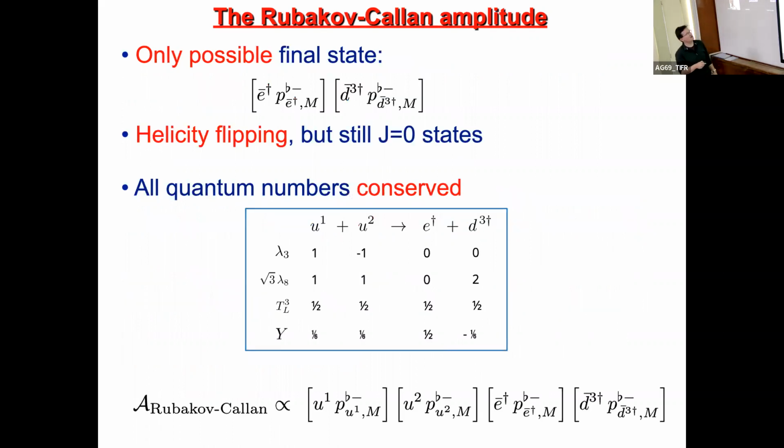And you can find also, using the quantum numbers that you have, what the possible final state, the helicity flipping final state in our system, is.